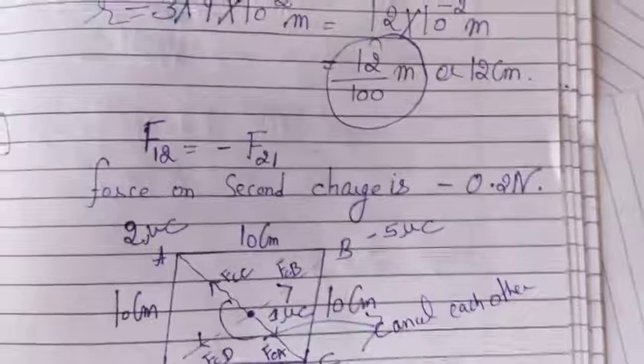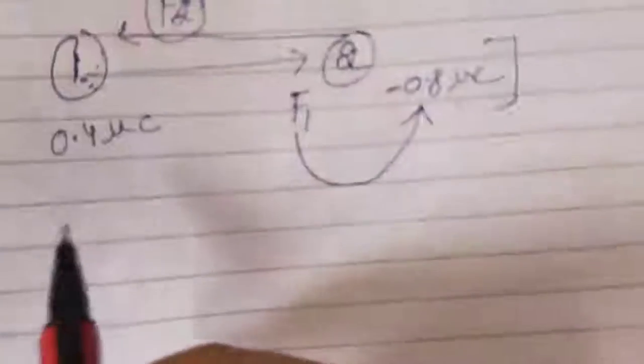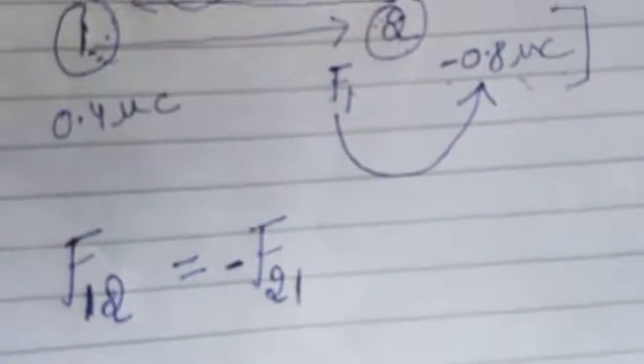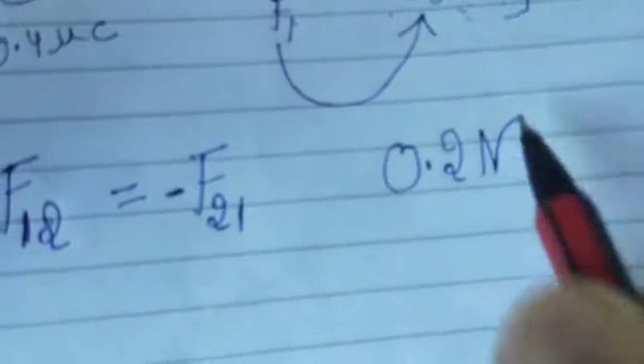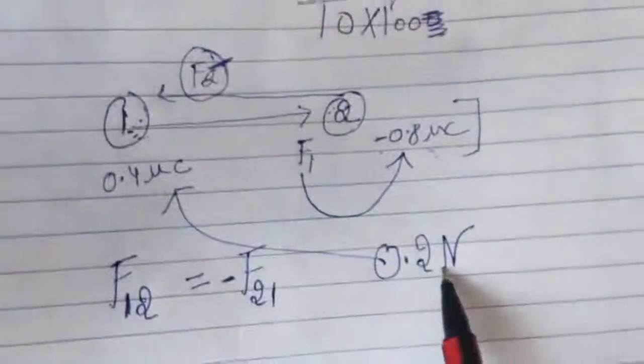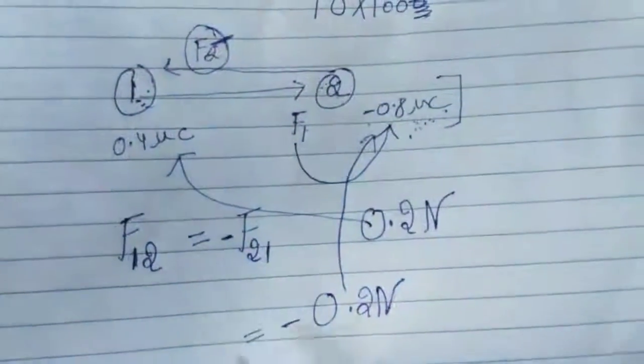You know that we have done this thing. The force acting on charge 1 due to charge 2 will be equal to the force acting on charge 2 by charge 1, but they will be opposite to each other. The question has given us the force acting on one charge, that is 0.2 Newton. That means the force acting on this charge is given as 0.2 Newton. So the same 0.2 Newton will act on this charge, but in the opposite direction, same magnitude but with opposite sign.